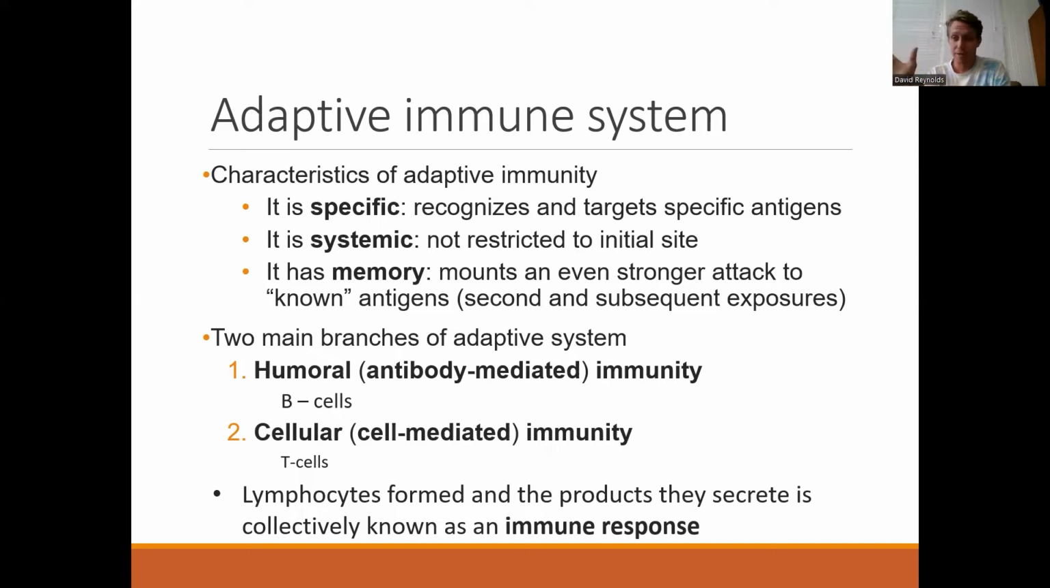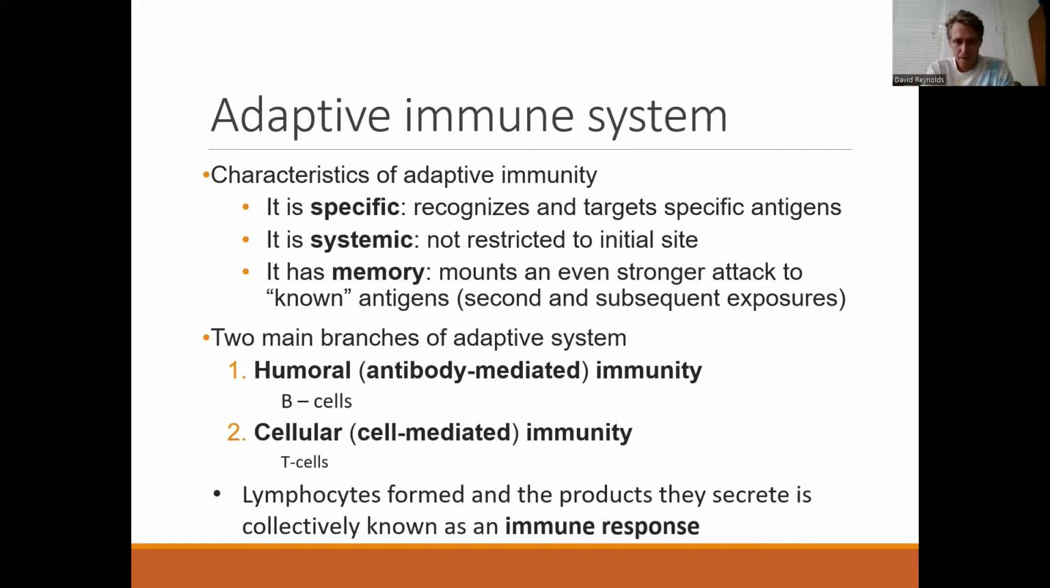And this is systemic. This happens all over your body, unlike the innate immune response, which usually happens at very localized areas in your body, wherever the infection is occurring. And we say it has a memory because it's able to do this. It will remember that pathogen again in the future, so it can attack it immediately the second time you're infected with it.